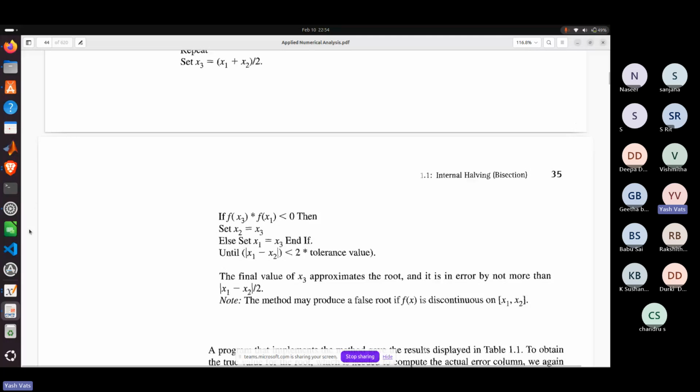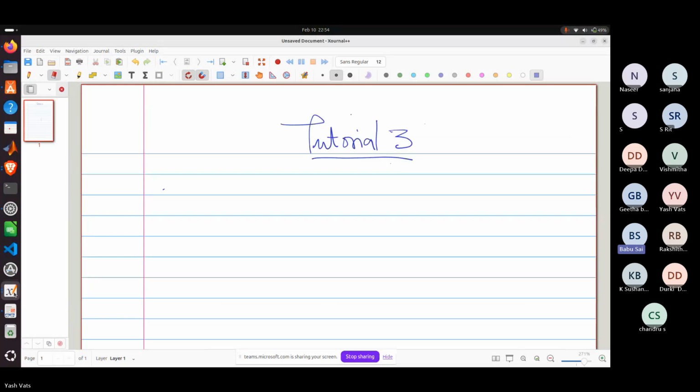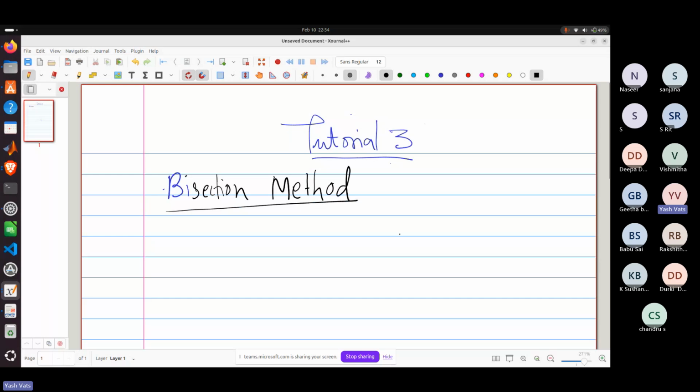I'm going to write here and you have to see this. All right. I'll use a different color, the black one. Okay, it is showing black. So this is the bisection method. I hope the screen is visible.